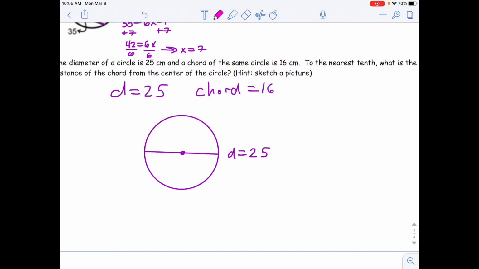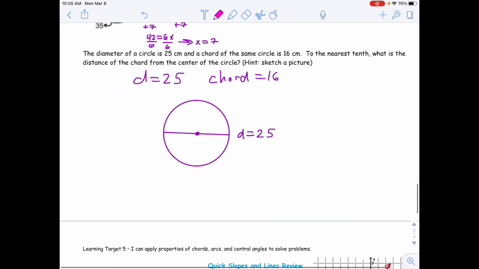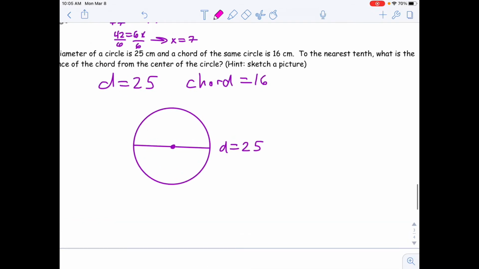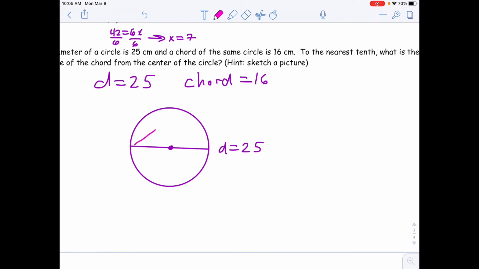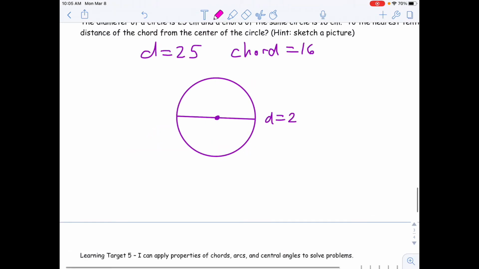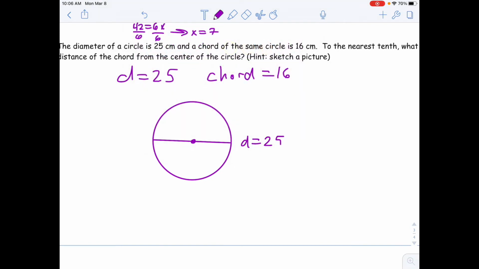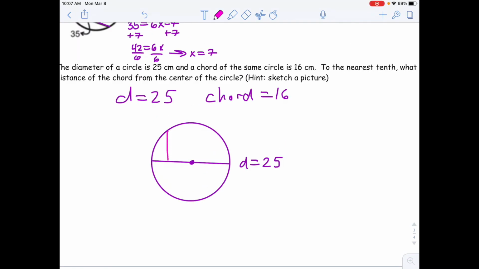Now there's a bunch of ways we can make this chord. Can the chord be like this? I don't know. Maybe we make it like this. All right, let's go ahead and make the chord like this.